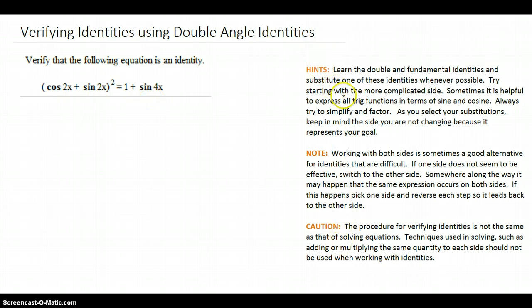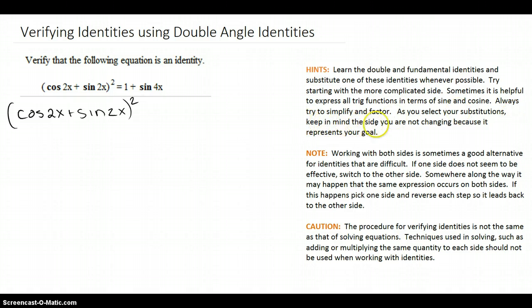I have a bunch of hints. On the right, hints: learn the double and fundamental identities. Substitute one of these identities whenever possible. Try starting with a more complicated side. So I'm going to stop there. Which side do you think is more complicated? I think it's cosine of 2x plus sine of 2x, squared.